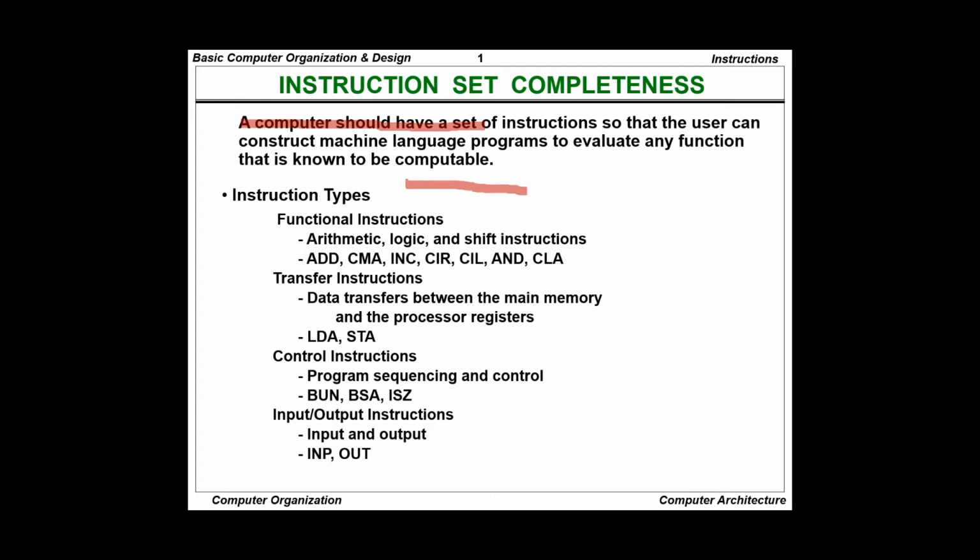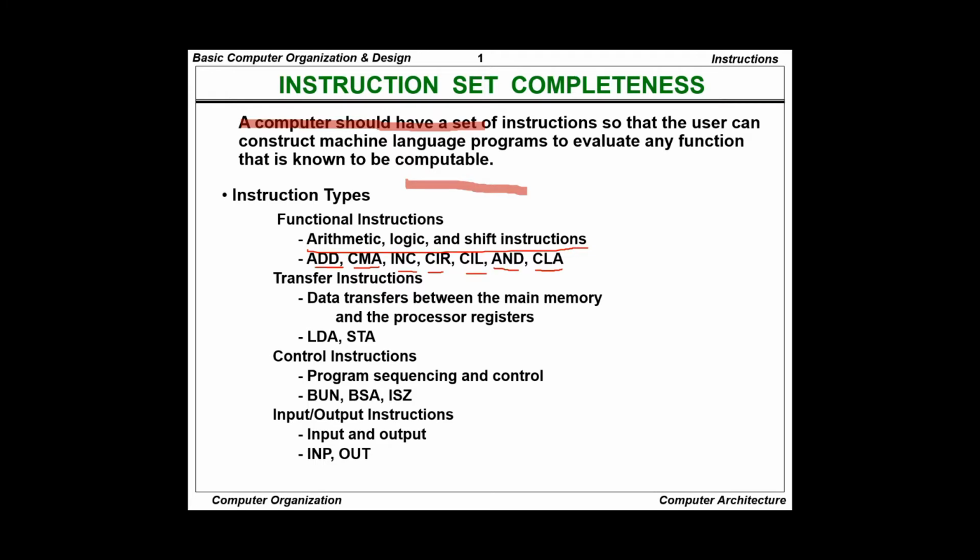Okay, instruction set completeness. So what are the instruction types? We have four different types of instructions: functional instructions, transfer instructions, control instructions, and input output instructions. Coming to functional instructions, arithmetic, logic and shift instructions come under functional instructions, that is ADD, CMA, increment, CIR, CIL, circular right, circular left, and CLA, clear accumulator.